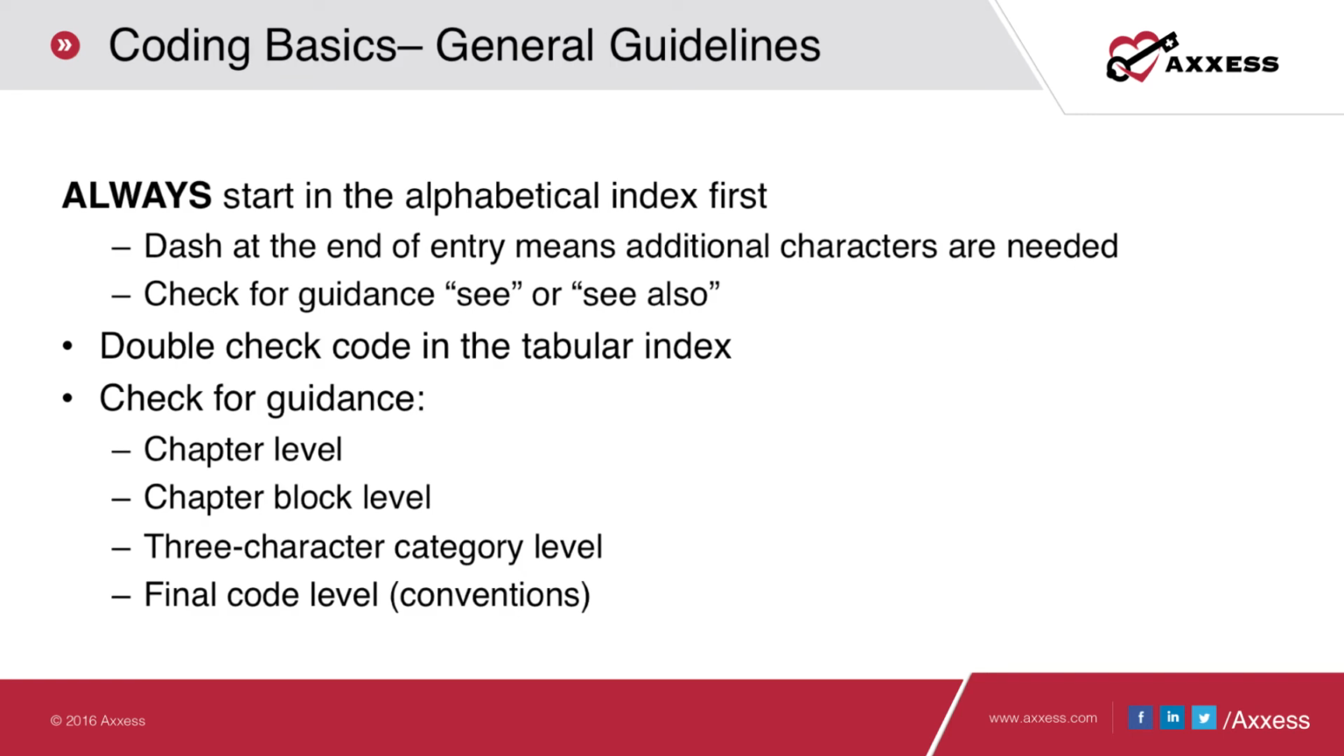When it comes to actually coding itself, you want to start with the alphabetic index of your code book. Now, if you see in the alphabetic index a dash at the end of an entry, that means you have to have additional characters added on to complete that diagnosis code.